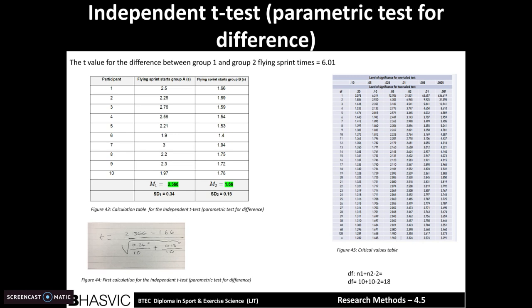So calculating the values all in the table in figure 43 and then putting them into the equation allowed me to get the t-value. So comparing the t-value to the critical value table, there is a significant difference, as the calculated value was 6.01, and it is then greater than the critical value of 2.101. Therefore, there is a significant difference between Group 1 and Group 2's flying sprint times.